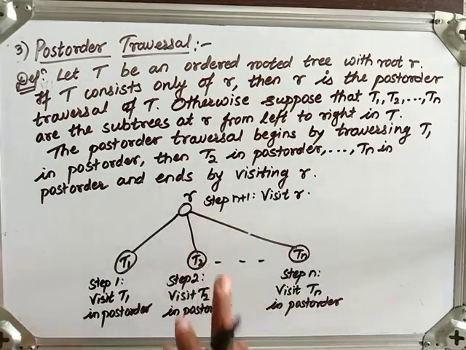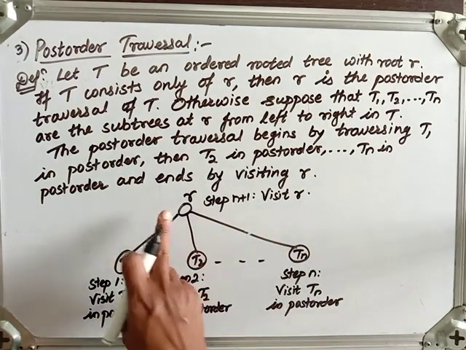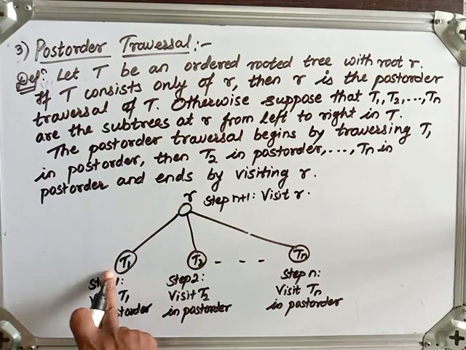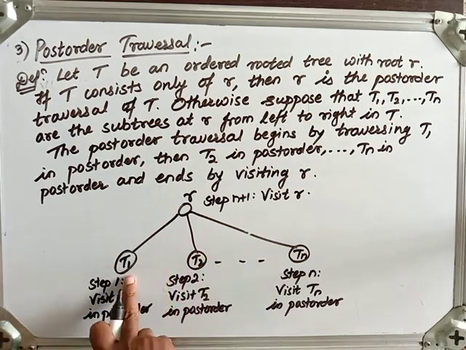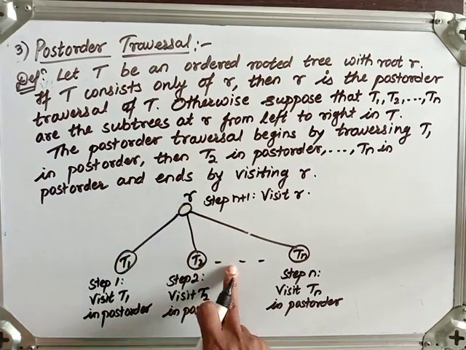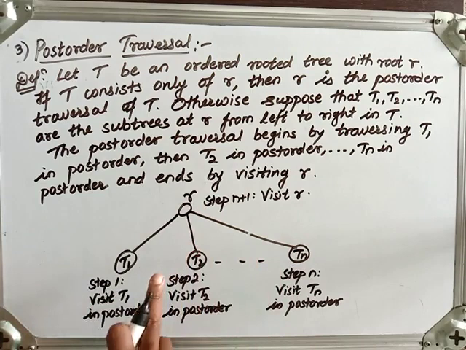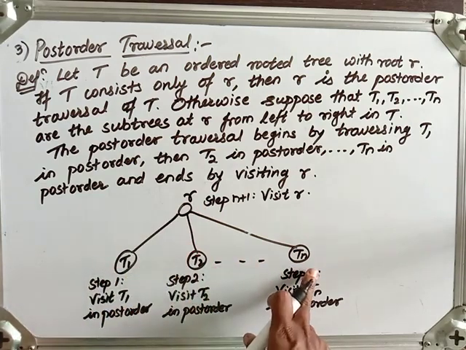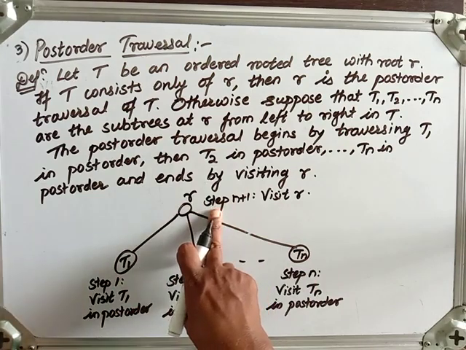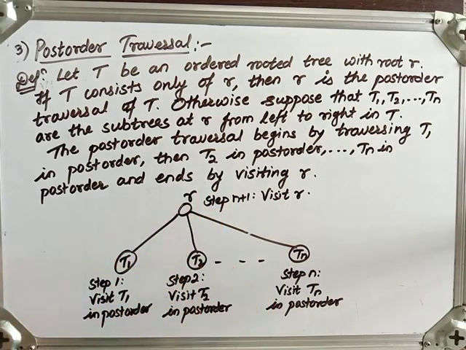So now in pre-order traversal, first of all we will visit root, then these trees in continuous order. In order traversal, first of all we visit T1 in order, then root, and then these trees in order. Now in post order traversal we have to visit all these subtrees in post order, and later on we have to go to visit root. Fine. Now let's see the example on it.